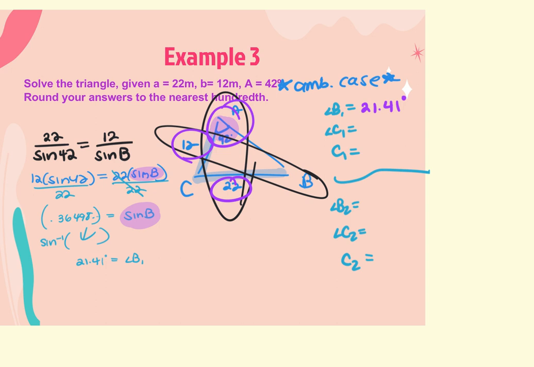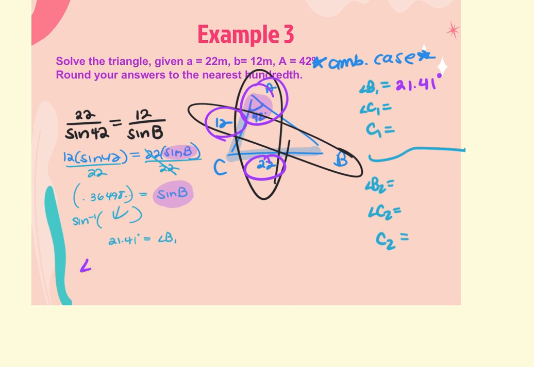So I can continue to finish out the first triangle. I would find angle C1 by doing 180 minus the A that they gave me, which is 42, minus the B I just found, which is 21.41. And I get angle C1 is 116.59.